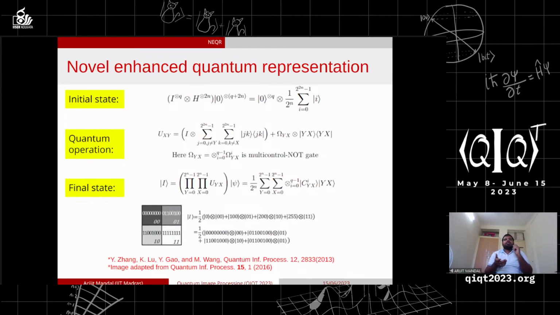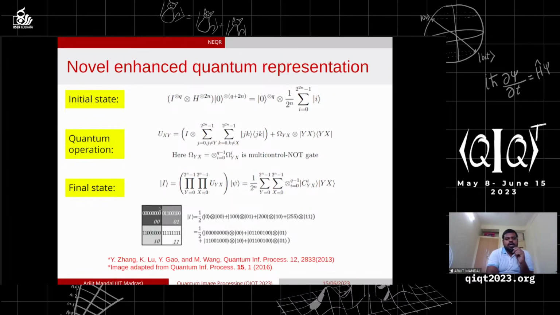Now this q will depend on the type of the color. Let's say if you consider a grayscale image, you need 8 qubits, because 2 power 8 is 256, and a grayscale image has 256 types of colors. So for a square image of dimension 2 power n cross 2 power n, and a grayscale image, you need a total of 2n plus 8 qubits. This is the quantum operation that is needed to represent the image. This is basically a multi-control NOT operation, where the control qubits are the location qubits and the target qubits are the color qubits, and this is the final state for NAQR.